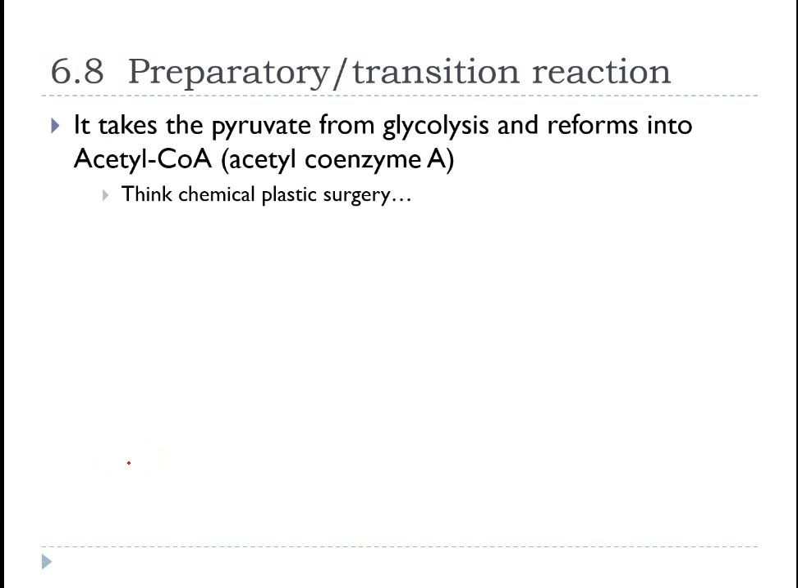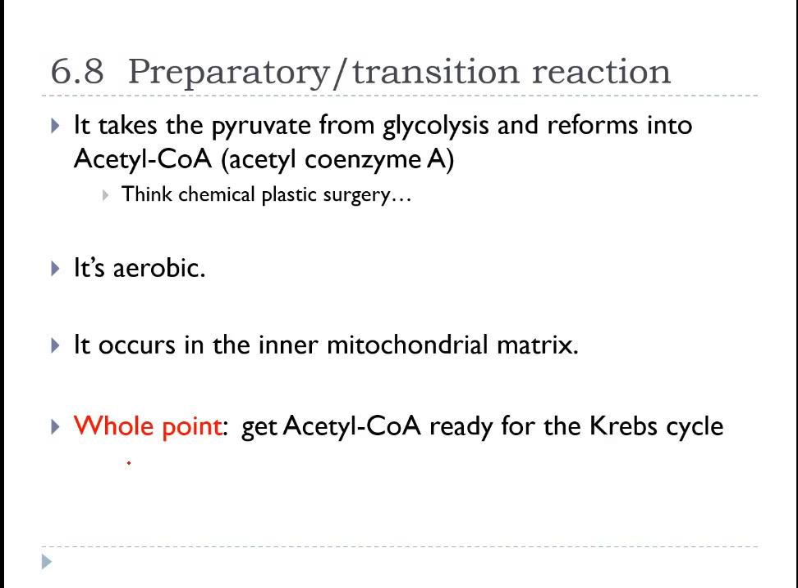Our next step is called the preparatory phase. And basically what happens in this phase is we have to take that pyruvate and manipulate it just a little bit to get it into the mitochondria. So we're still outside of the mitochondria. This one requires air, so it's aerobic. It starts out in the cytoplasm and ends up in the mitochondria. And the whole point is to basically get some more carbons into the Krebs cycle.